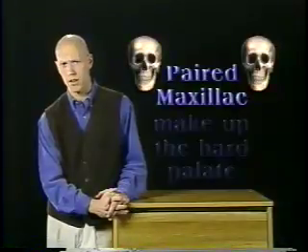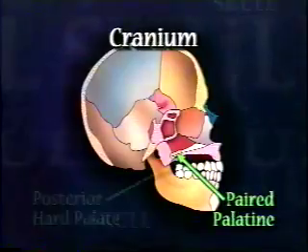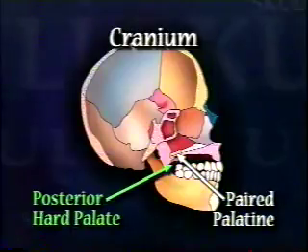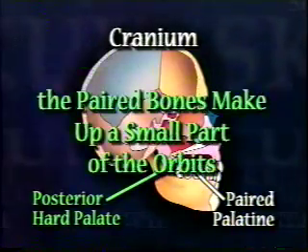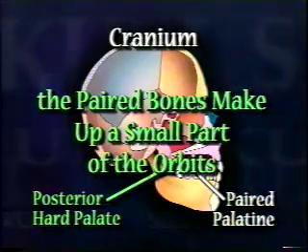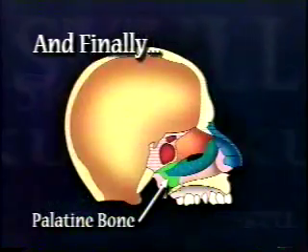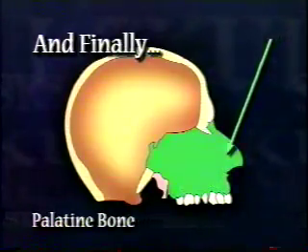Another important pair of facial bones are the palatine bones. You remember earlier when we said that the paired maxilla make up the hard palate? Well, they don't do it alone. The paired palatine bones make up the posterior hard palate. That's the back part of the palate. The paired palatine bones also make up a small part of the floor of the orbits, or eye sockets. And finally, they help make up our friend the nasal cavity. That's inside your nose in case you've forgotten.